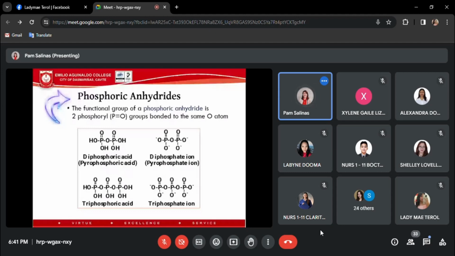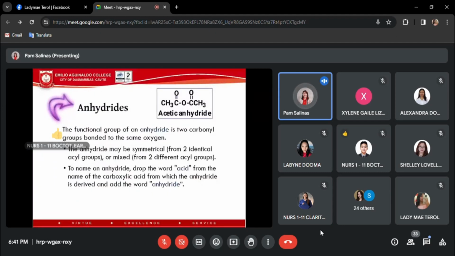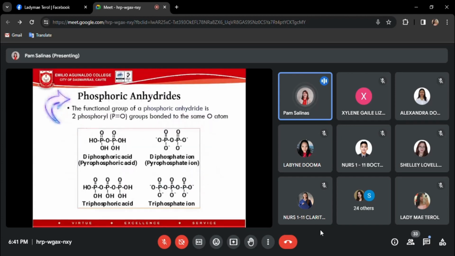Did you see the difference? Here, carbon, double bond O, oxygen, carbon, double bond O. Here, you can see phosphorus, double bond O, oxygen, phosphorus, double bond O. This is an example of a phosphoric anhydride. Why is it a phosphoric anhydride? Because there are two phosphoryl groups, meaning P double bond O, bonded to the same oxygen. So here we have diphosphoric acid, or pyrophosphoric acid.